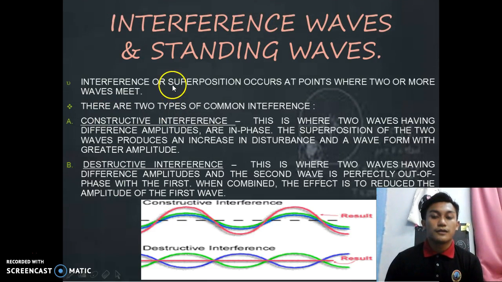Interference wave and standing wave. Interference or superposition occurs at a point where two or more waves meet. There are two common types of interference: constructive interference and destructive interference. Constructive interference is an increase in disturbance, giving a waveform with a greater amplitude, while destructive interference has the effect of reducing the amplitude of the first wave.